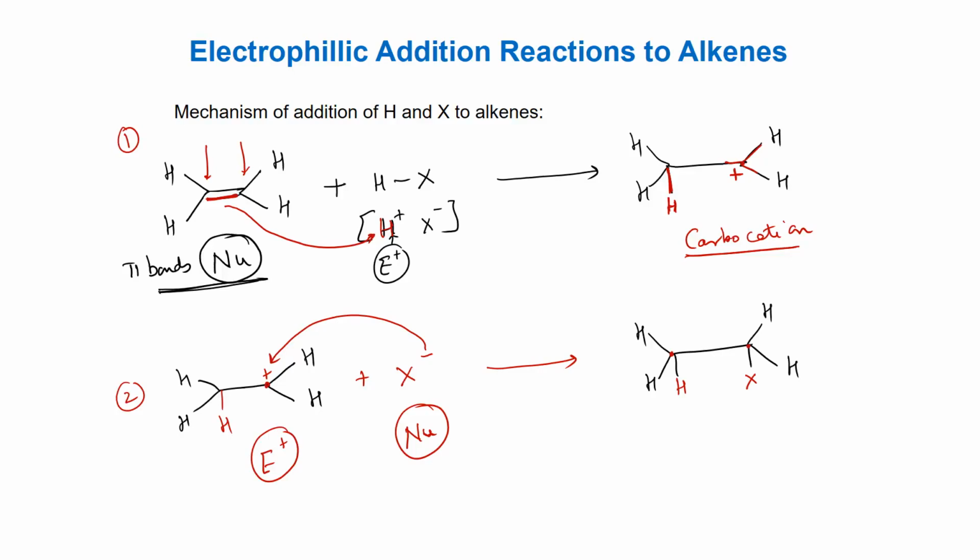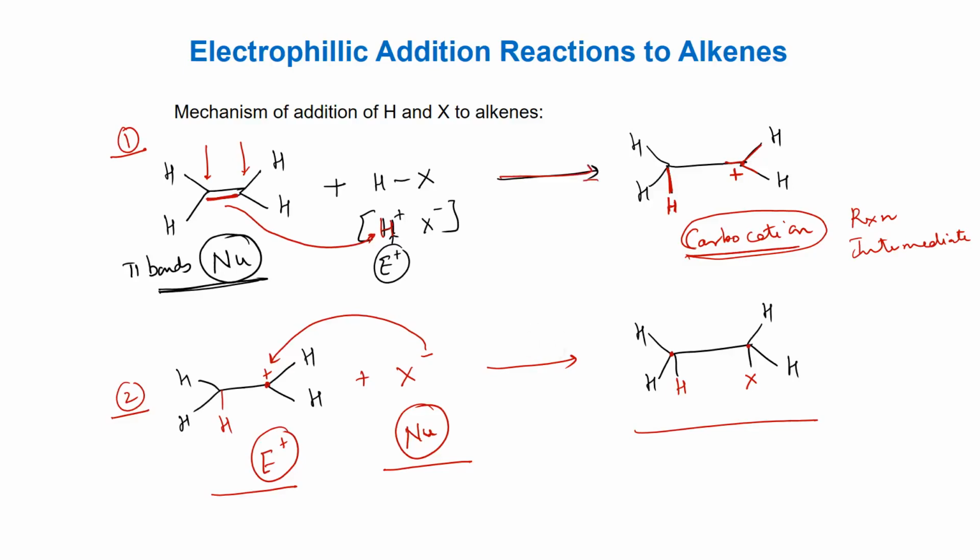So the electrophilic addition reaction of alkenes happens in 2 steps. In the first step, you form the carbocation. That is your reaction intermediate in the reaction. In the second step, the carbocation reacts with the halogen to form the final product. Now among these 2 steps, the first step, the formation of the carbocation, is the slow step. Therefore that is the rate determining step.